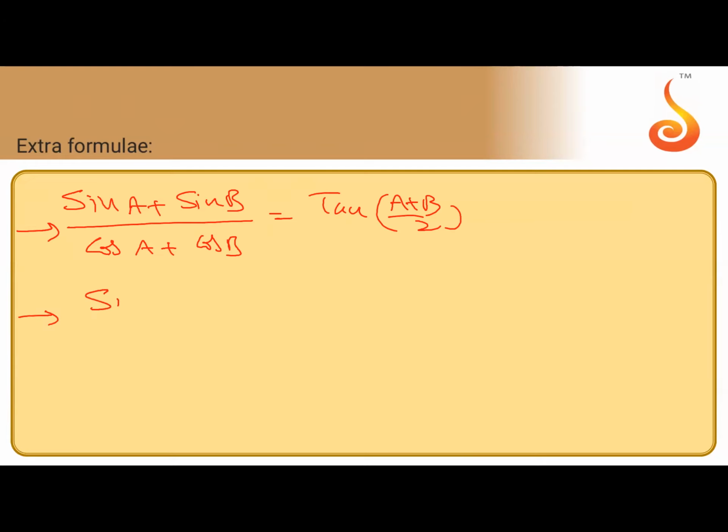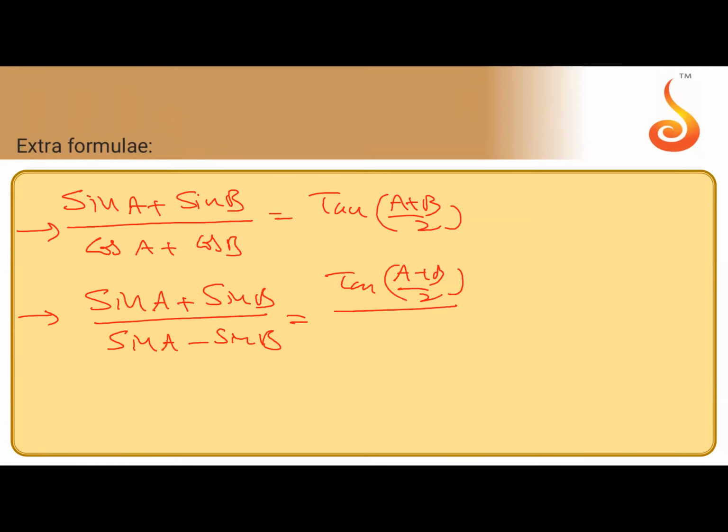Next, one more: (sin A + sin B)/(sin A - sin B). These are all time-saving results. This will be tan((A+B)/2) / tan((A-B)/2). If you apply the transformation, you get the same thing, but these are only time-saving results. (sin A + sin B)/(cos A + cos B) is directly tan((A+B)/2). (sin A + sin B)/(sin A - sin B) is tan((A+B)/2) by tan((A-B)/2).